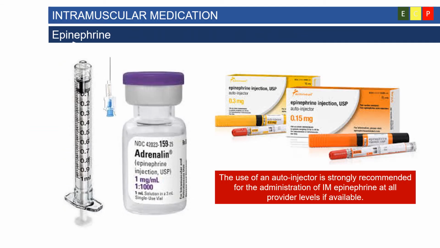Pictured is epinephrine 1 milligram in 1 ml. This used to be called 1-to-1 or 1-to-1000. You'll be utilizing a 1 milliliter syringe to draw up the dose for either an adult or a pediatric patient, as the adult dose maxes at 0.3 milligrams, which is also 0.3 milliliters of the 1 milligram to 1 ml solution. The use of an autoinjector is strongly recommended for administration of IM epinephrine at all provider levels if available.